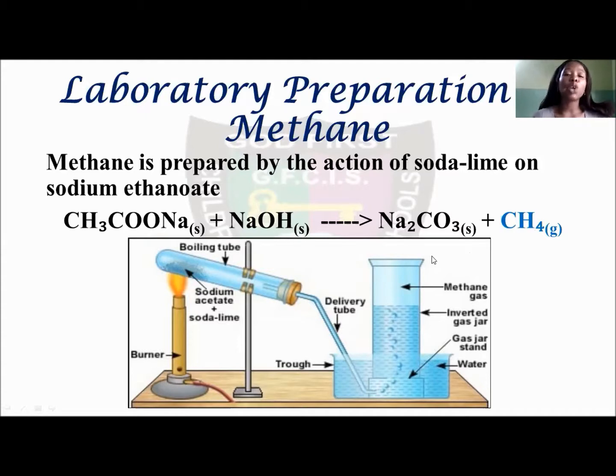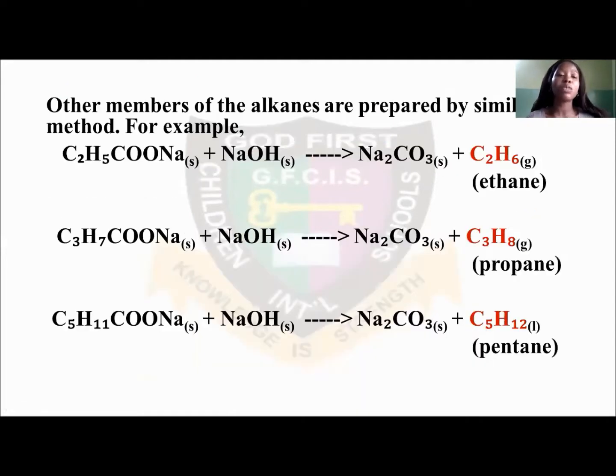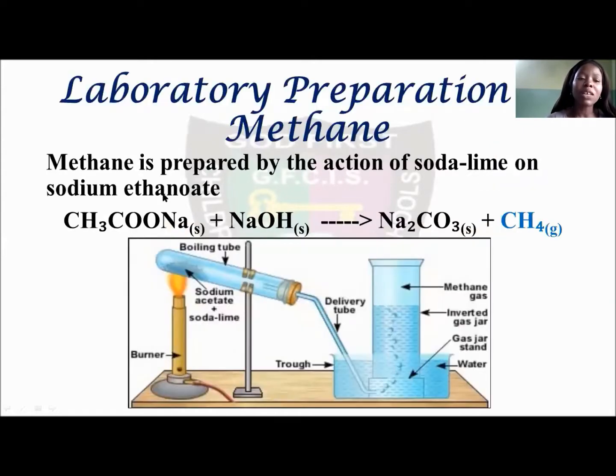Since we understand the laboratory preparation of methane, you can predict how other members of the alkanes can be formed. For example, using an appropriate alkanoate, you can get other members. If you have C2H5COONa reacting with sodium hydroxide from soda lime, you have ethane. Notice something here. Let's go back to the other one. You have CH3, so the hydrogen from this hydroxide gets attached to this CH3 and you have your products.